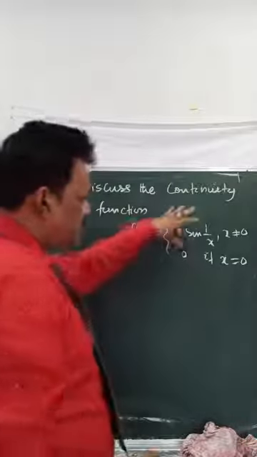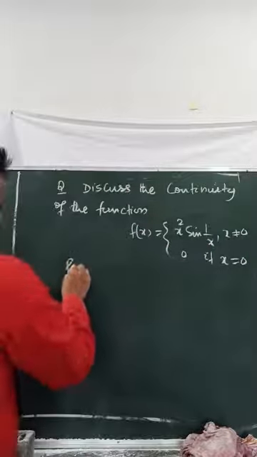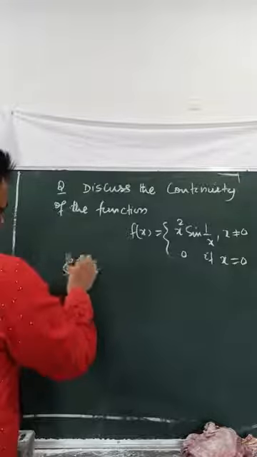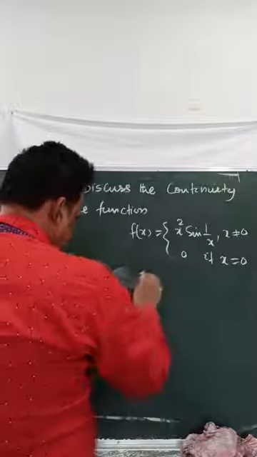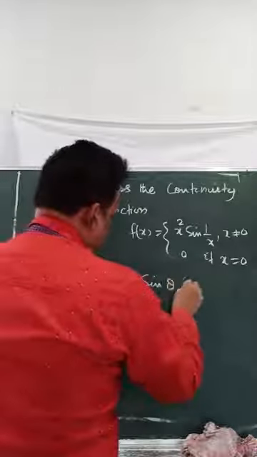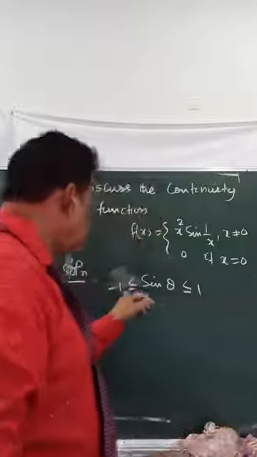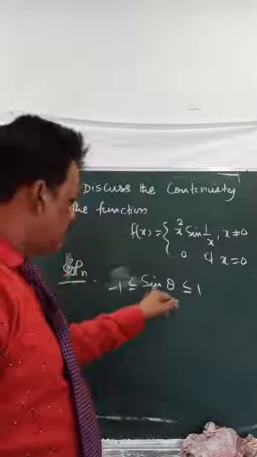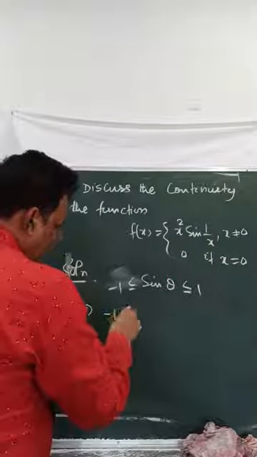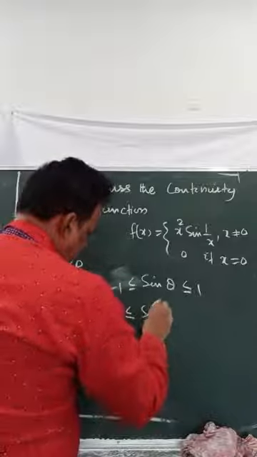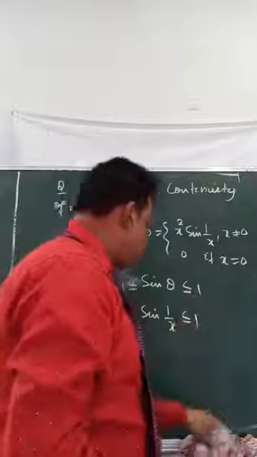Okay, so try to prove this in a different method. So what will be our solution here? Now f(x): sin theta lies between plus 1 and minus 1. So in place of sin theta we have sin 1 upon x. So I can write minus 1 less than or equal to sin 1 upon x less than or equal to 1. Sin x lies between minus 1 and plus 1.